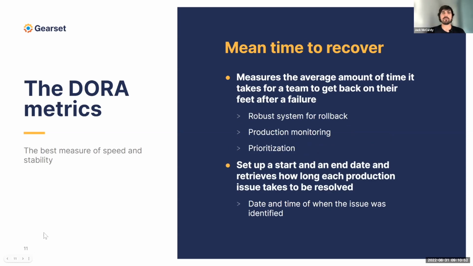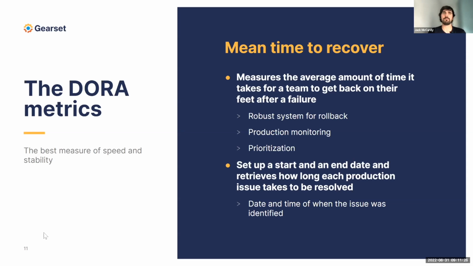Your mean time to recover is measuring the average amount of time it takes for a team to get back on their feet after a failure. So after a failure is detected, either a rollback operation, for example, or something identified from production monitoring, that mean time to recover is really critical to getting everybody back to working in as efficient a manner as possible. Our mean time to recover should be the highest priority thing that any team can do. So the quicker that you can do that and get back to more meaningful work, the better.